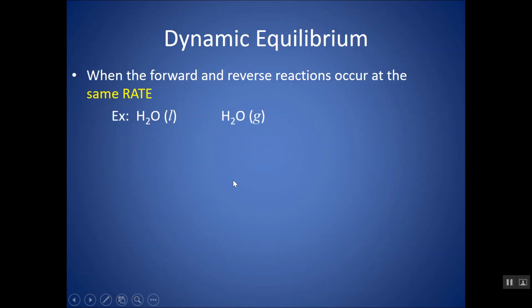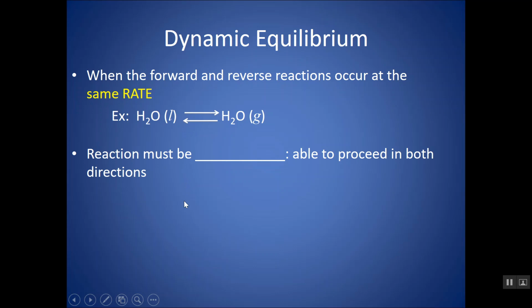So let's define what equilibrium means. A lot of times it's called dynamic equilibrium to make sure that you get the concept that there are still reactions happening. So it's when the forward and the reverse reactions occur at the same rate. Here, if we were considering the evaporation of water, which is a physical change, we would indicate that it's at equilibrium by putting these double arrows, showing it's not only going forward, it's also going in reverse, and it's doing so at the same rate.